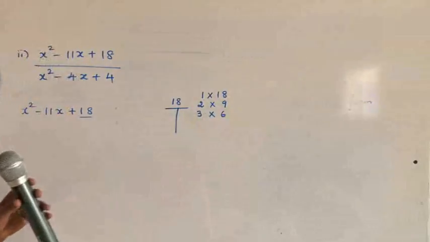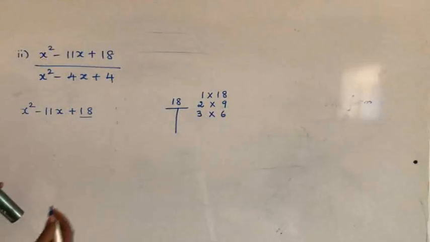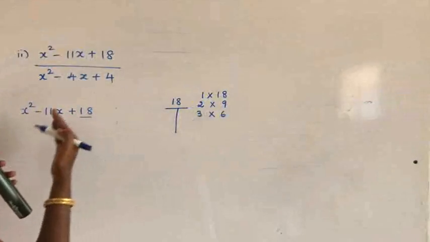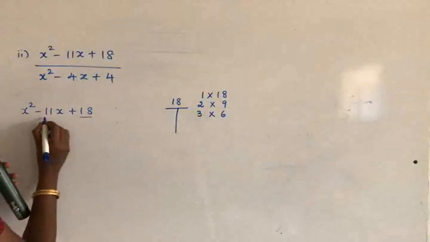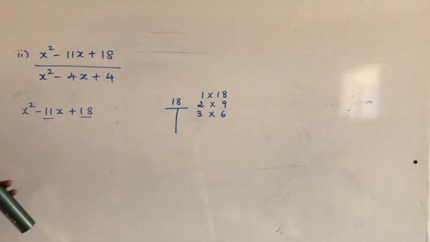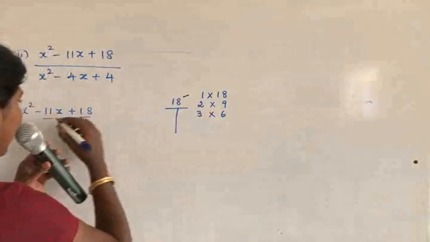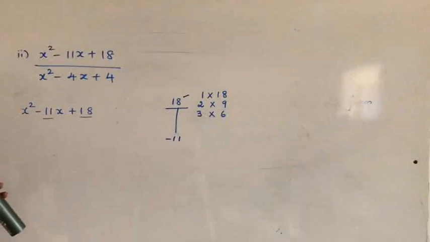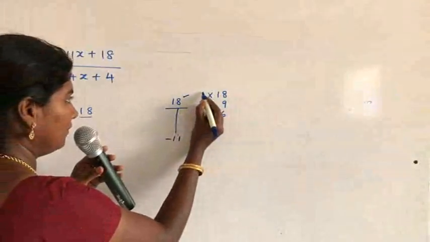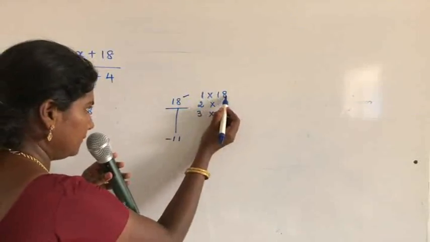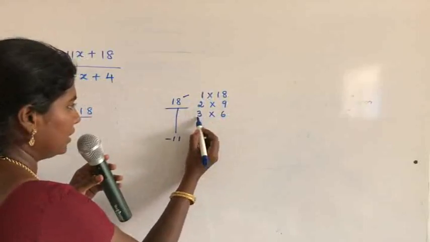Now what we are going to do is, we are going to choose the suitable factors that can be used for this particular expression. Now what is the middle term over here? We have minus 11. So now we are going to choose the numbers in such a way that the product should be 18 and the sum should be minus 11. You getting the point, children? So now how have we written 18? We have expressed 18 as 1 into 18, 2 into 9, 3 into 6.